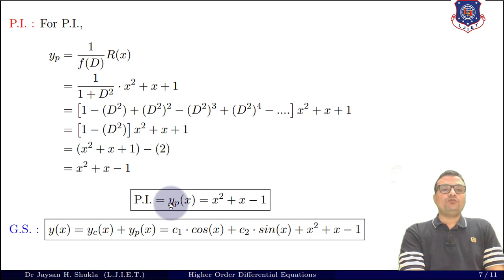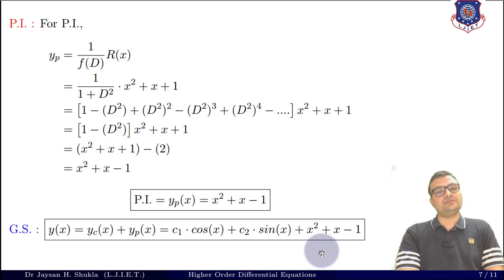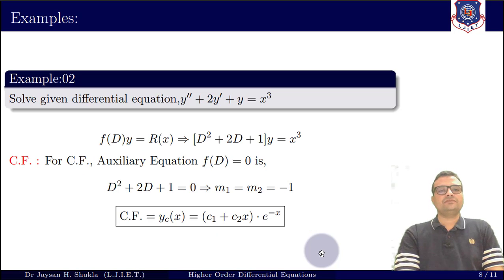And so, for the particular integral, the answer is x square plus x minus 1. Then taking yc and yp combined will result in c1 cos x plus c2 sin x plus x square plus x minus 1. This is how you can find the general solution in case of polynomials as a special function on the right hand side. Let us consider the second example.